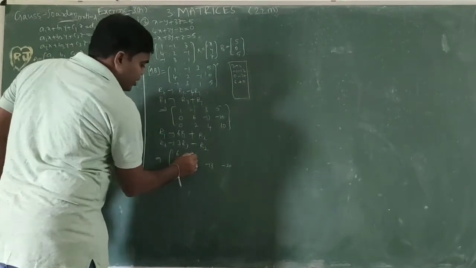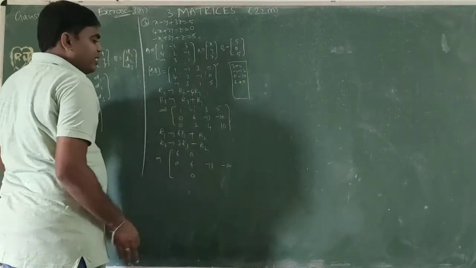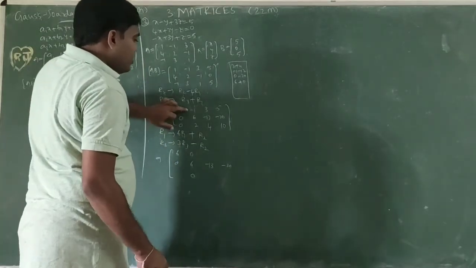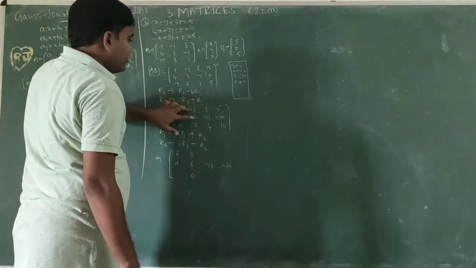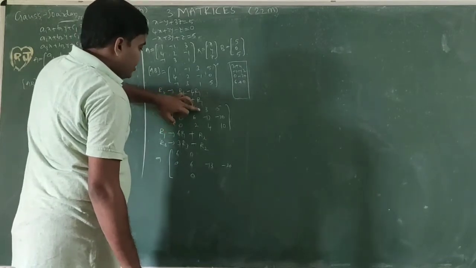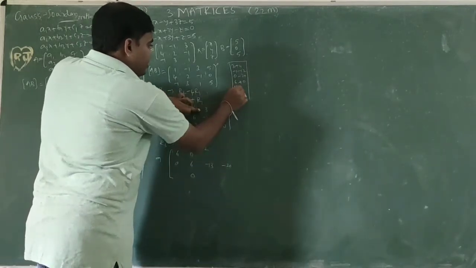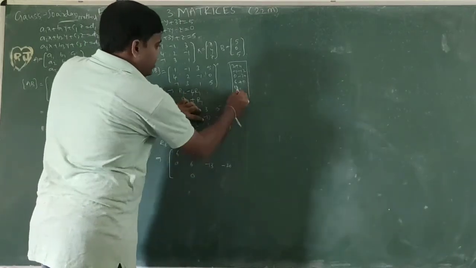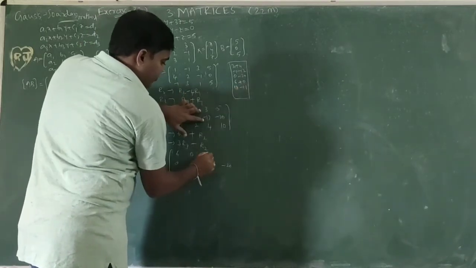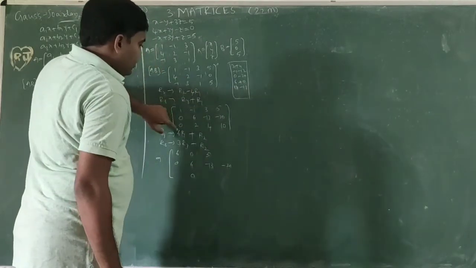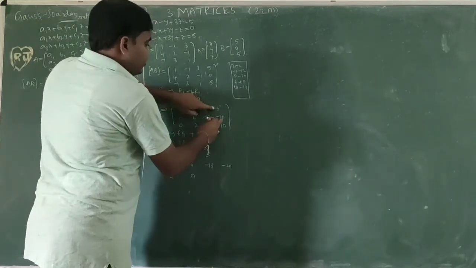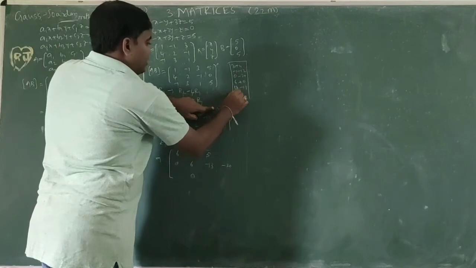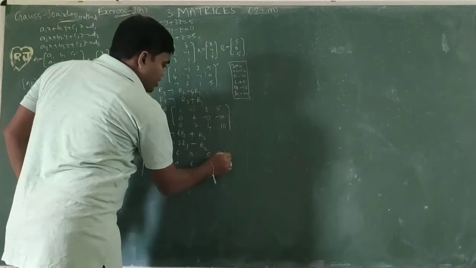So actually these two elements are 0. That's why we are writing the operation. So once I will say 6 minus 1 into 6, minus 6 plus 6 is 0. Next, 3 into 6 is 18, 18 minus 13 is 5. 6 into 5 is 30, minus 20, 30 minus 20 equal to 10.